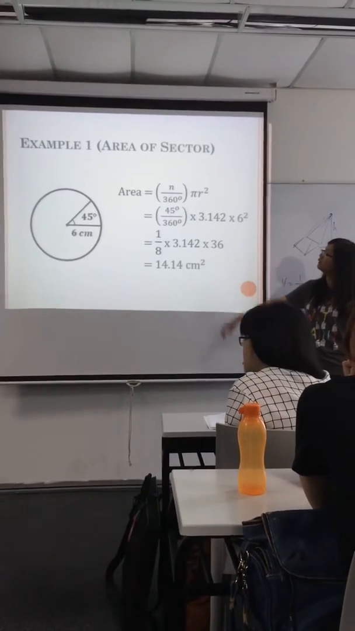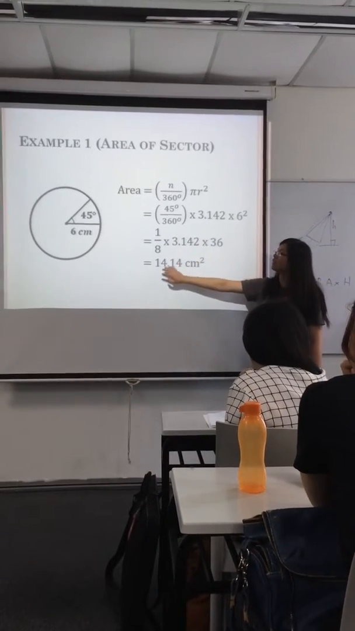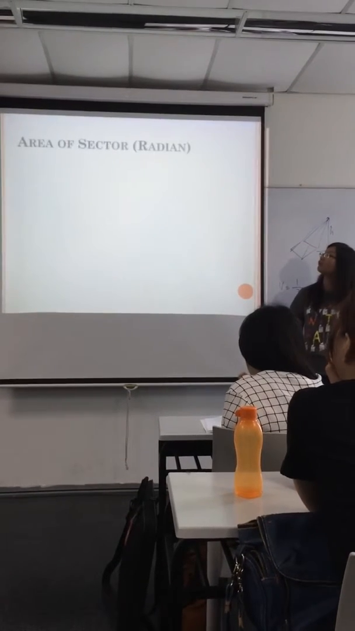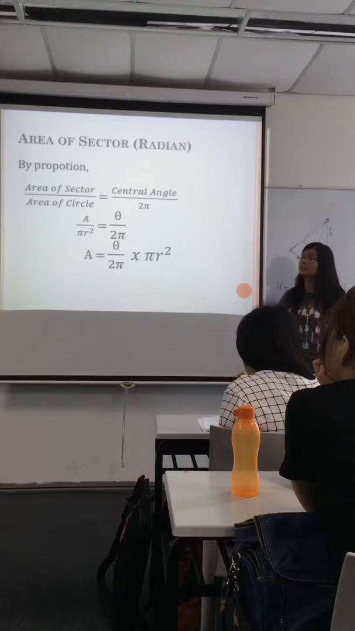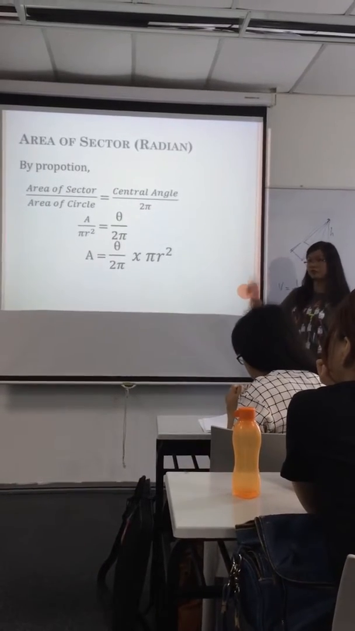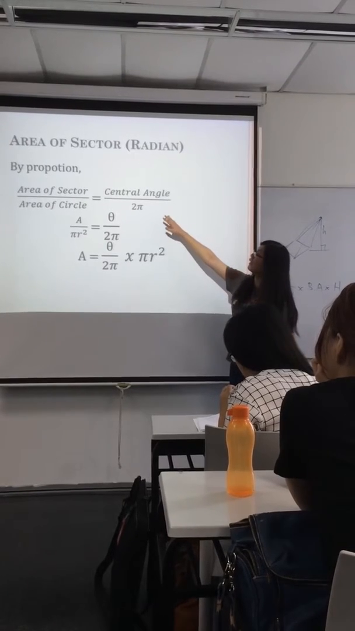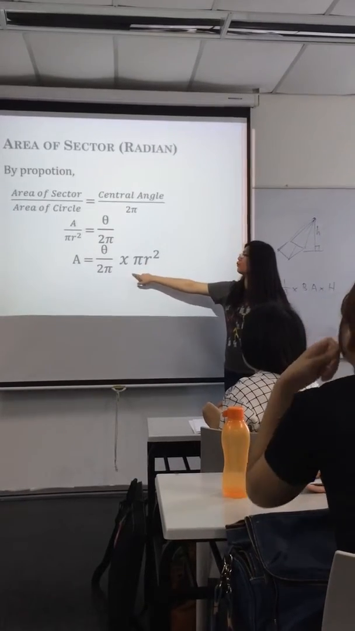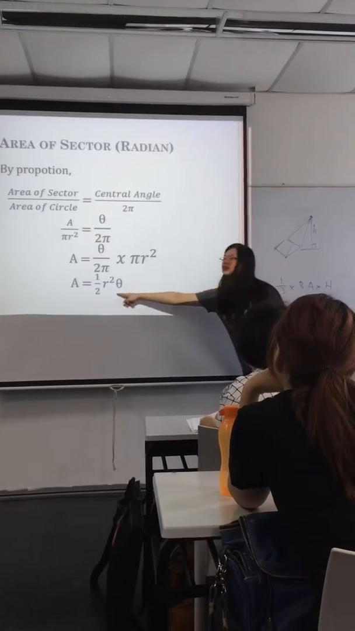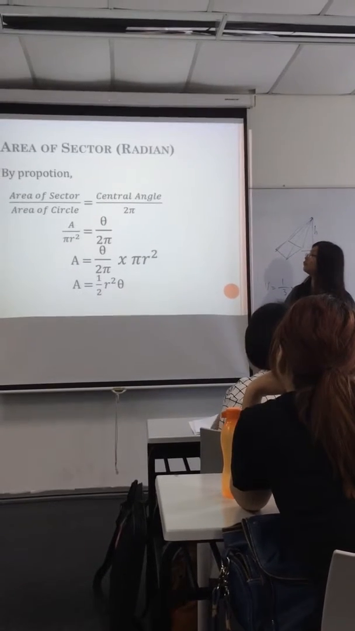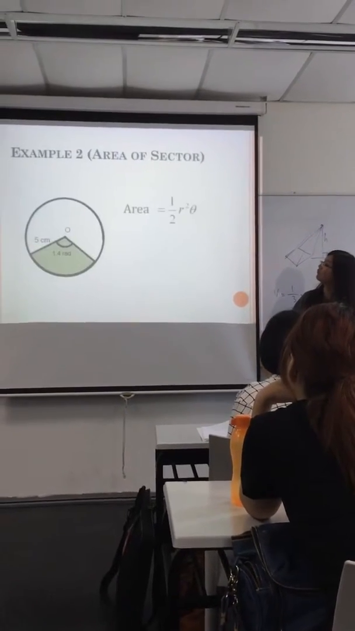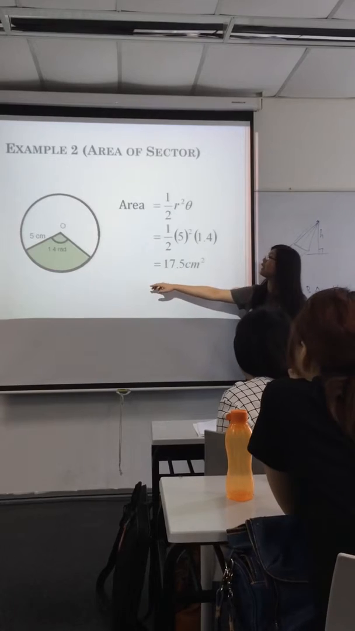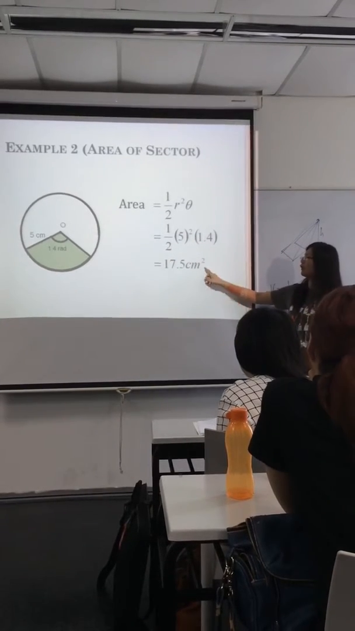Here is the example. We are given 45 degrees and the radius is 6 cm, and you sub in and you will get the answer. If the angle given is in radian, you can use a different formula. This formula can also be created by proportion, and you will get this formula: 1/2 r squared theta. So this is an example. The angle given is 1.4 radian and the radius is 5 cm. So you sub into the formula and you get the answer.